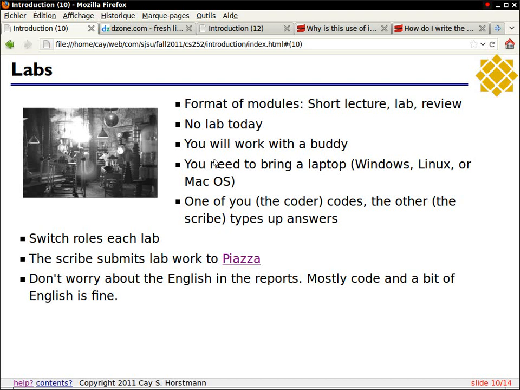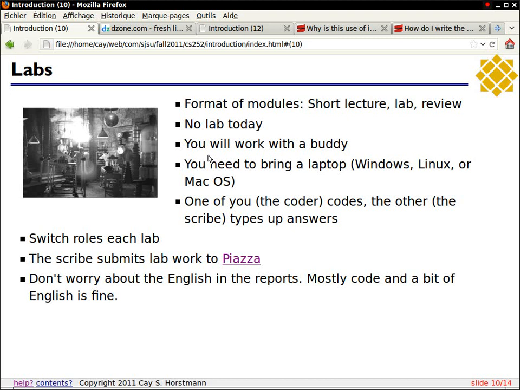All right, labs. So short lectures, labs, review. No lab today because you don't have a laptop yet, and people are still adding and stuff. You'll work with a buddy. I will probably assign the buddies. That's what I'm doing in the other class. That generally works better. You need to bring a laptop. Any old operating system that fits on a laptop will do.